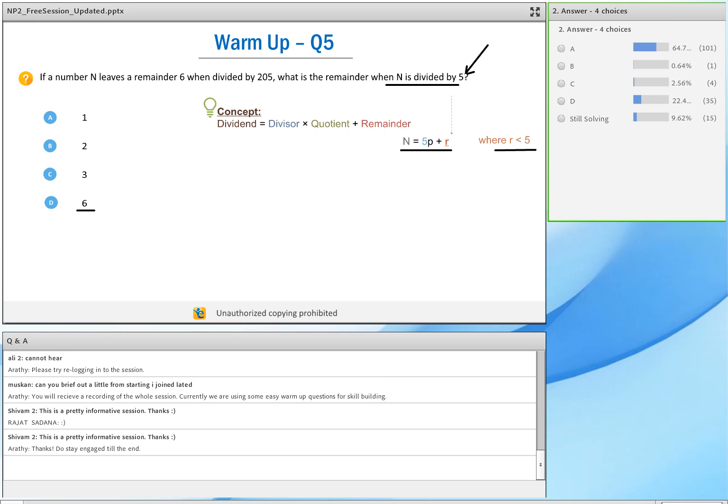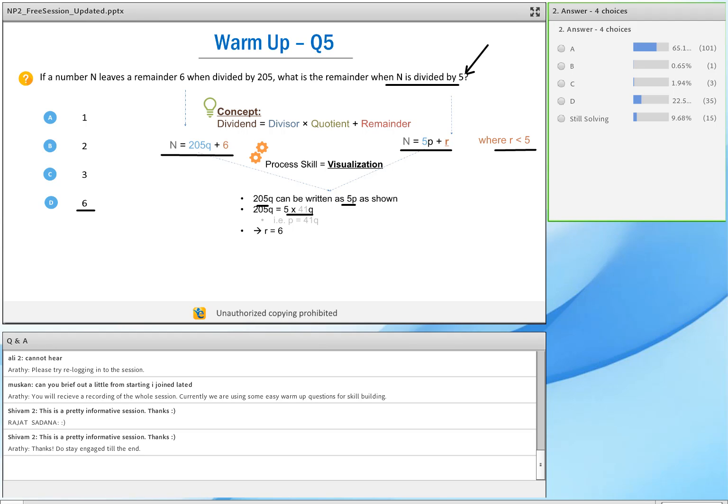Now, what's given to us? What's given to us is that n leaves a remainder 6 when divided by 205, which means we can express n as 205 times the quotient plus 6. All right. And then we do the same visualization skill. We say, hey, we've got to express n as 5p plus r. What's given to me is n as 205q plus 6. Let's go about doing this. We can say, hey, 205q can be written as 5 times p. Why? Because 205 divides by 5 properly. So 205q becomes 5 times 41 times q.